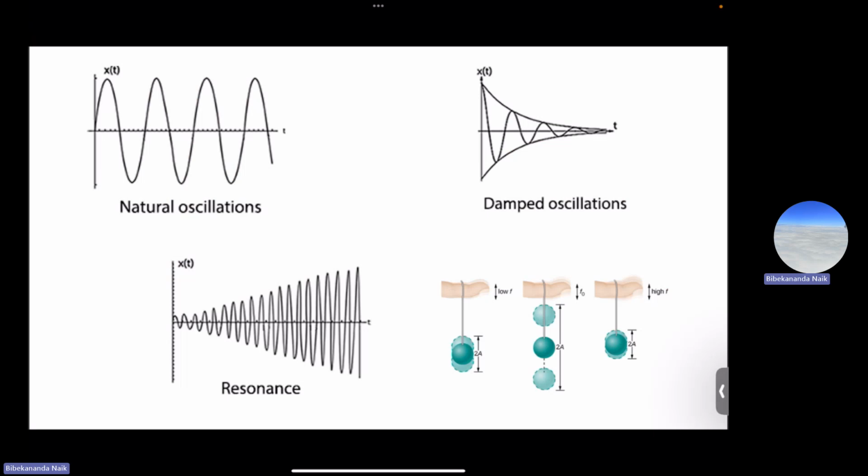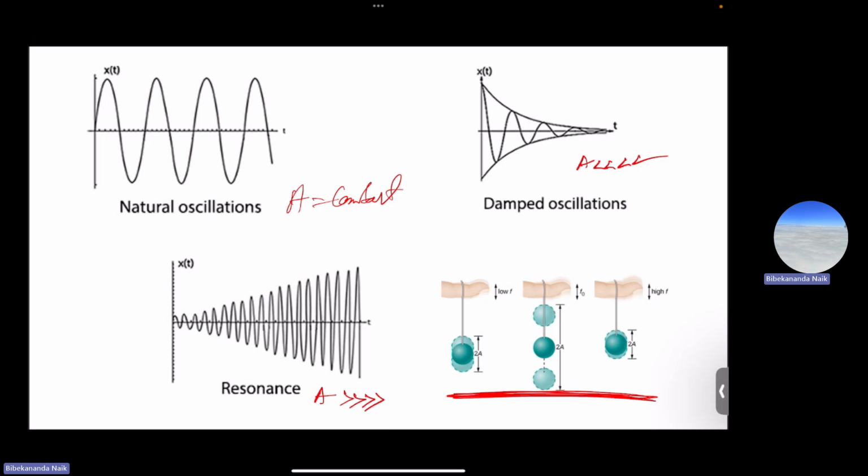Now this is the example that we are talking about. When we move it constantly, the response depends upon the frequency of the force, and it determines the amplitude of the oscillation. So this is a damped oscillation, where A gradually goes on decreasing, and this is the condition of resonance, due to which the energy constantly increases and the amplitude increases continuously. And this is a natural oscillation where A is constant.